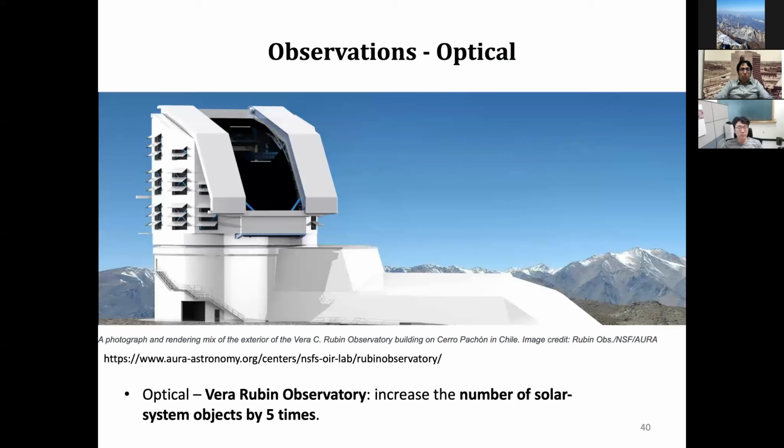For optical, there will be the Vera Rubin Observatory. Vera Rubin was one of the first leading people to identify the existence of dark matter. So it's very exciting, and it's deserved that we name this observatory with her name. Vera Rubin is amazing in that you will find a lot more solar system objects that you can use to study the things that I talked about today.